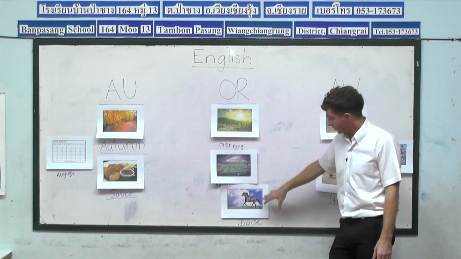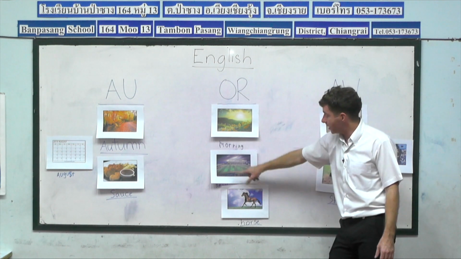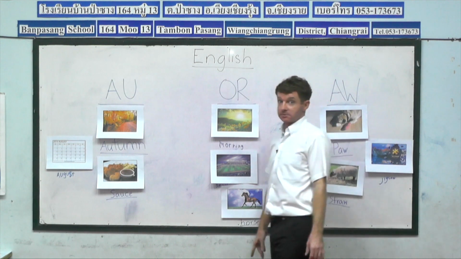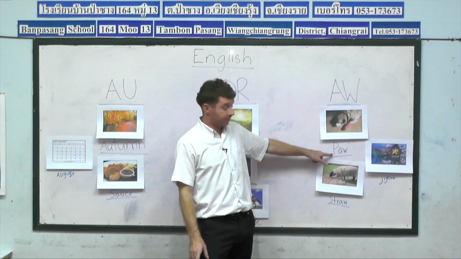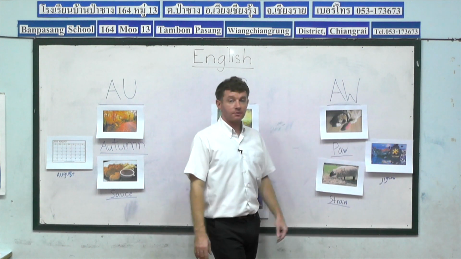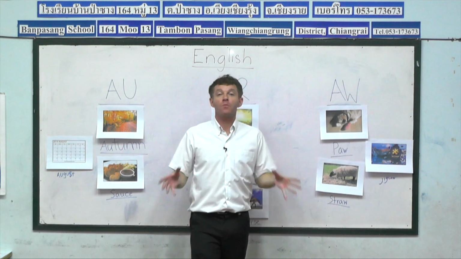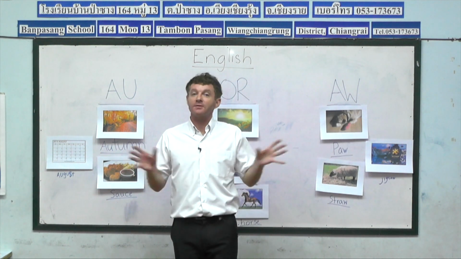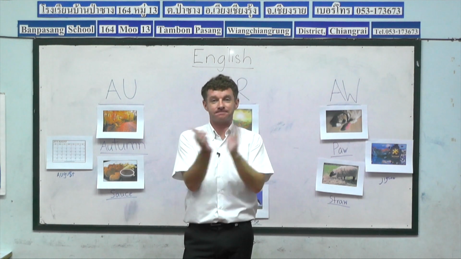Sport. Horse. And notice how OR appears in the middle of words. And then the final sound and spelling: paw, straw, jigsaw, and AW is at the end of the words. And that's how we produce the OR sound with the different spellings. Guys, that was excellent. Very well done.